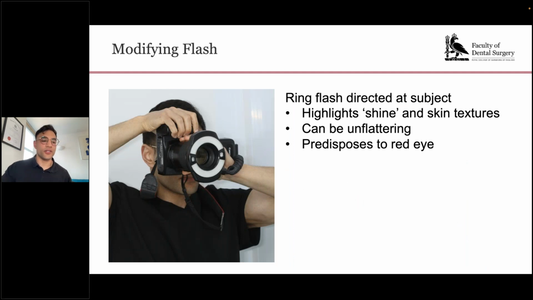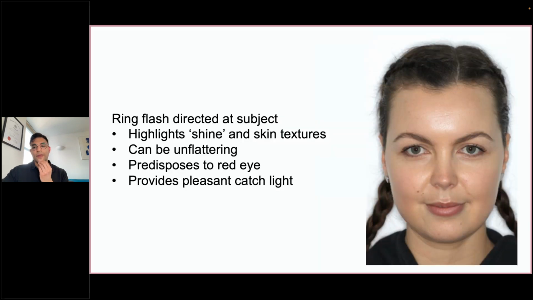And the other thing that you can do, and I learned this by reading about and looking at portrait photographers, is you can modify the direction of the light and modify the intensity of the light. So this is what we normally do when we take a portrait photograph. We point the ring flash at the patient, and what this tends to do is highlight the sort of shine in the patient's face and all the pores and fine detail of the texture of the skin, and that can be less flattering and not so pleasant.